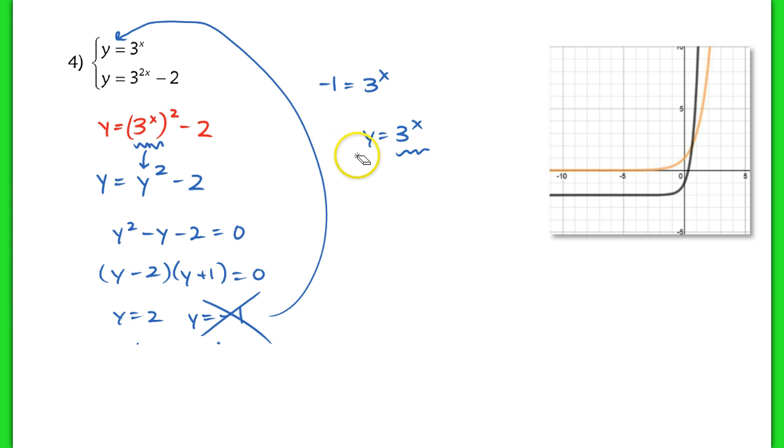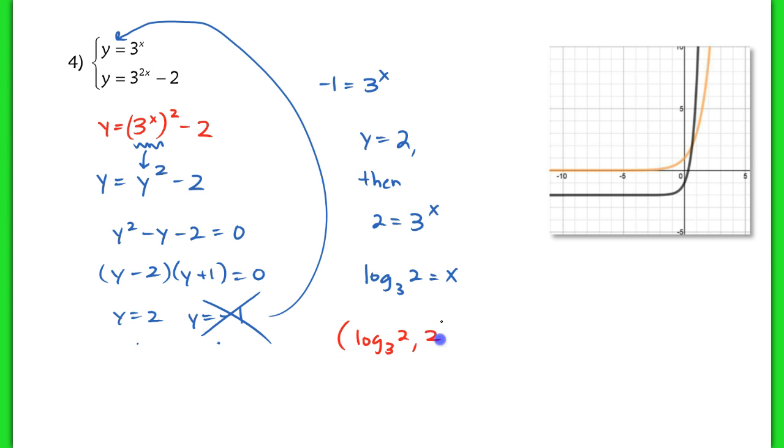So what we're left with then is that if y equals 2, then you have the equation 2 equals 3 to the x. Now if you want to solve for x, we can use our definition of a log or just take the log base 3 on both sides, but we end up with log base 3 of 2 equaling x. So our intersection then is the coordinate log base 3 of 2, comma 2. So that would be the intersection found algebraically for this system of equations.